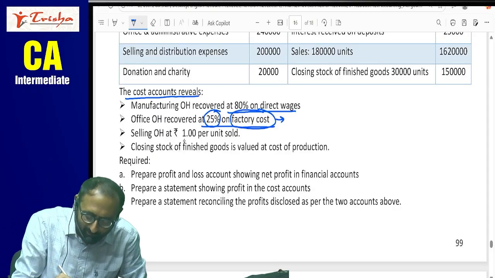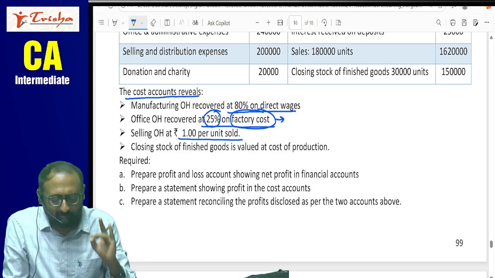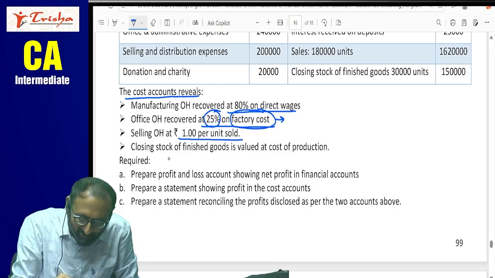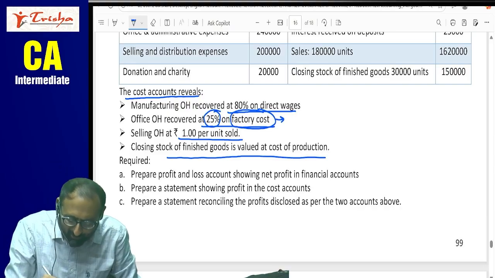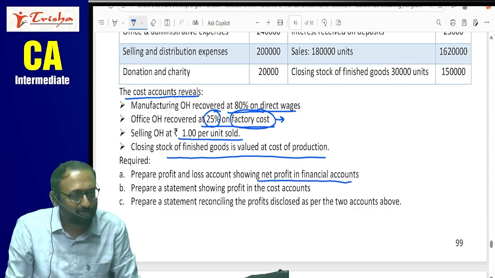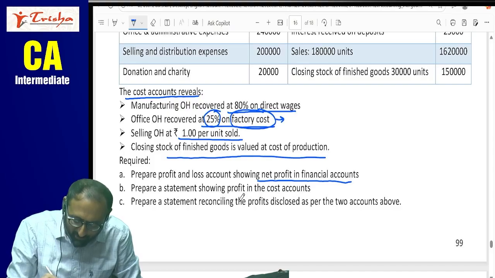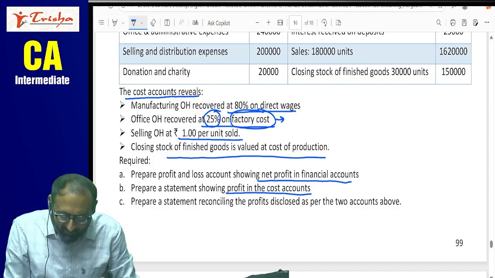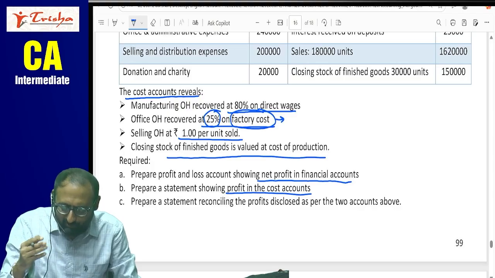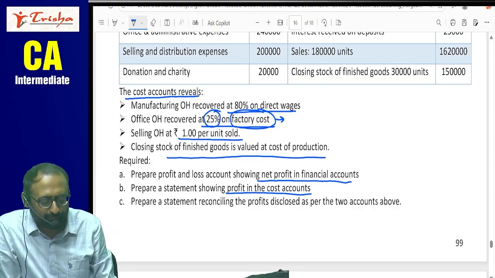Selling overhead is 1 rupee per unit sold. Closing stock of finished goods is valued at cost of production. Prepare profit and loss account showing the net profit in financial accounts. Prepare a statement showing profit in cost accounts. Prepare a reconciliation statement reconciling the profit disclosed as per the two books of account above.